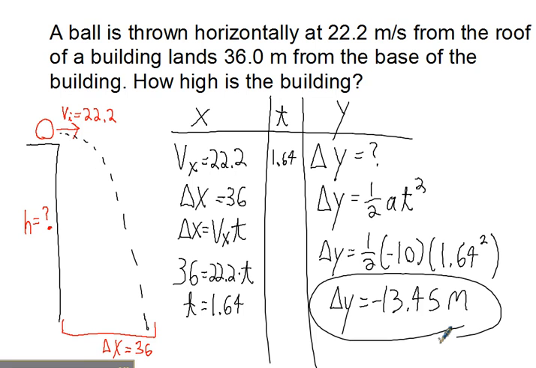For delta y, I got -13.5 meters, which means that building is about 13.